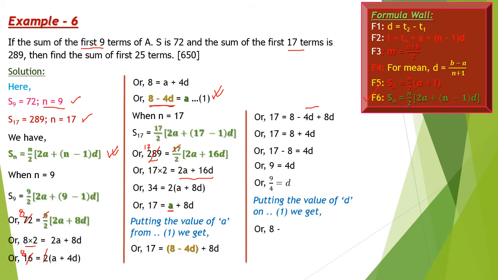Let's do it. 8 minus 4 into 9 by 4, we can cancel 4 and 4, equal to a, or 8 minus 9, that is minus 1 equal to a. So we have the value of d also, we have the value of a also. So we can easily find the sum of first 25 terms.